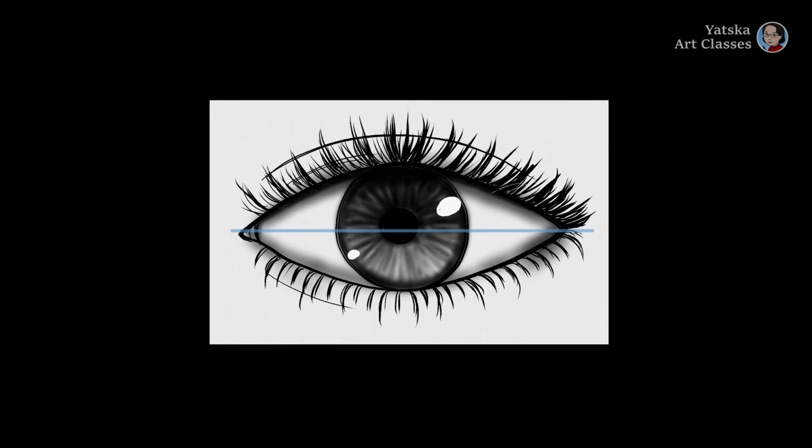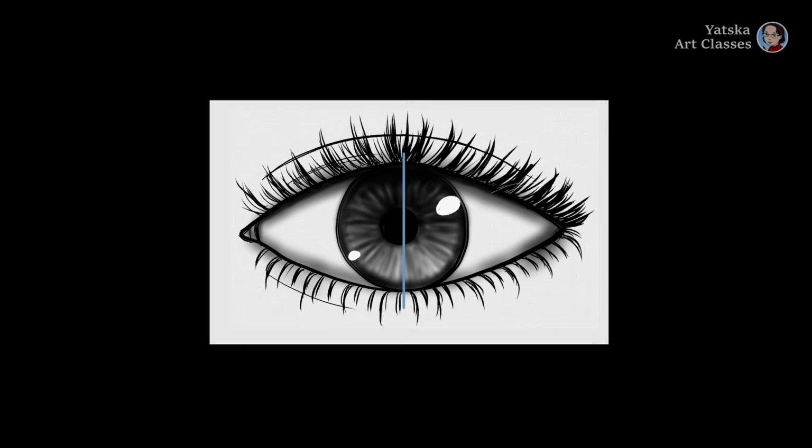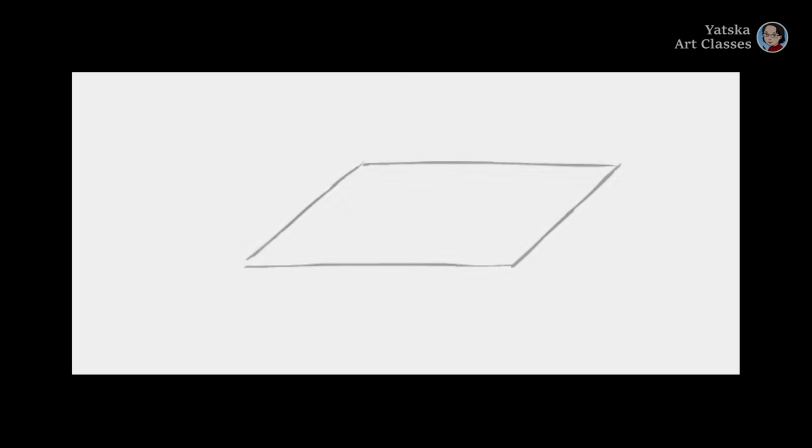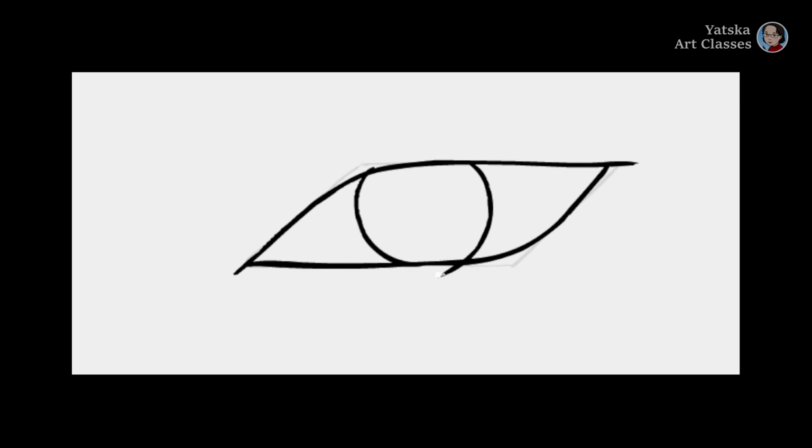Check yourself. If your eye can be folded perfectly in half, both vertically and horizontally, you have already screwed it up. Instead, don't start with an almond, start with a parallelogram. This isn't a trick, it's the starting point.